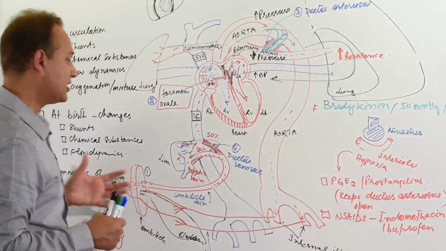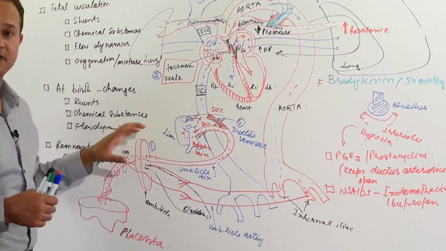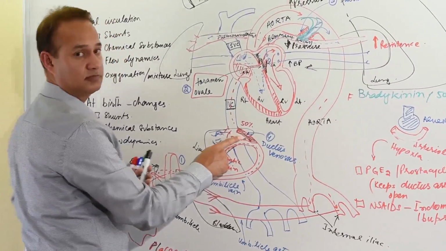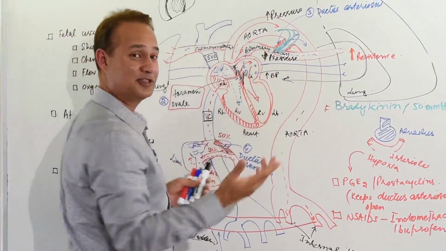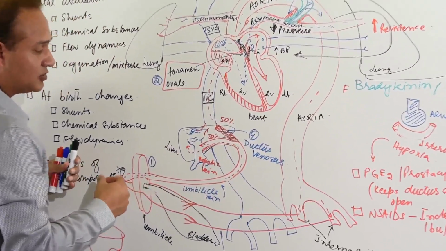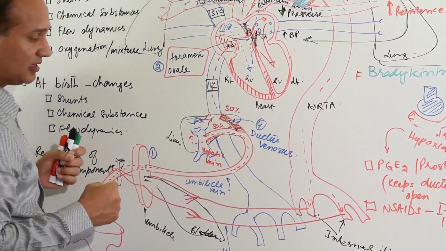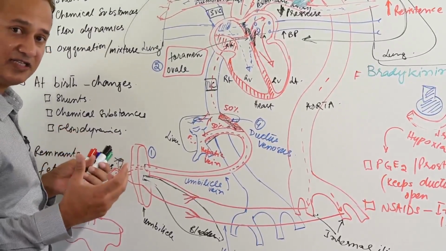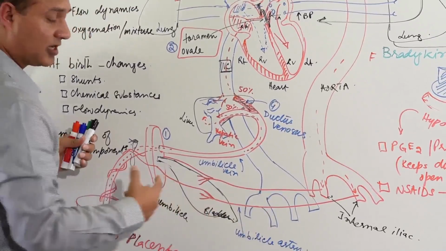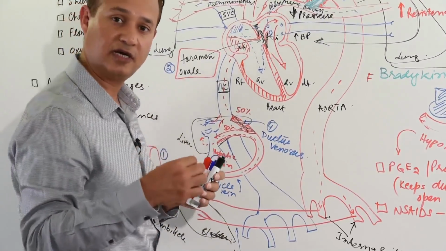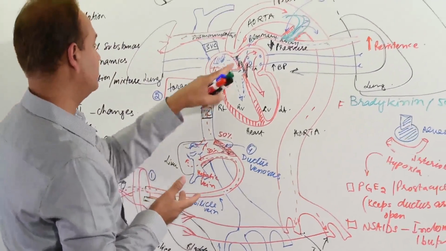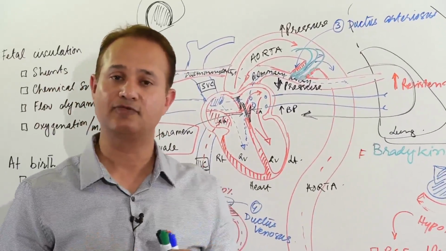Okay guys, and the final topic is the remnants of the fetal structures. So the remnants are very simple. Ductus venosus becomes ligamentum venosum. Ductus arteriosus becomes ligamentum arteriosum. The umbilical vein becomes the umbilical ligament or ligamentum teres or round ligament. Umbilical artery, proximal part becomes the superior vesical artery, and then we got the umbilical ligament, and the foramen ovale, we know it becomes the fossa ovalis.